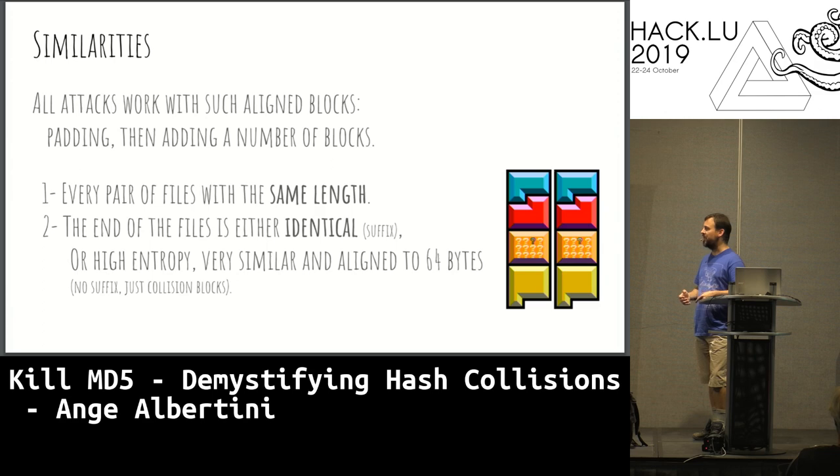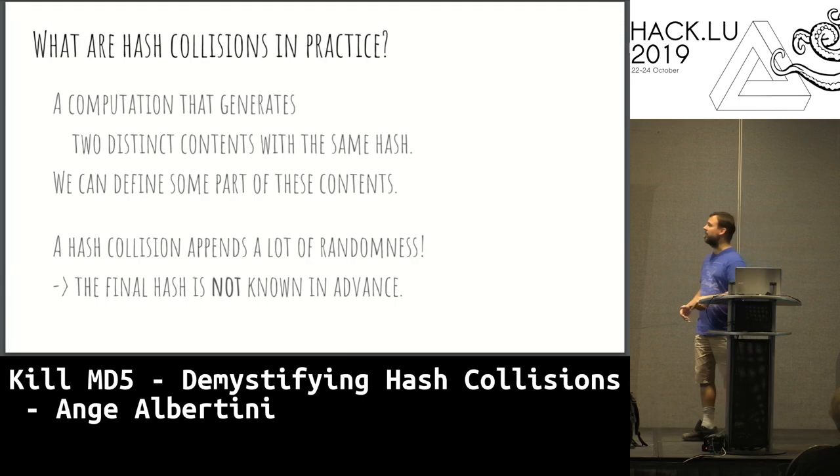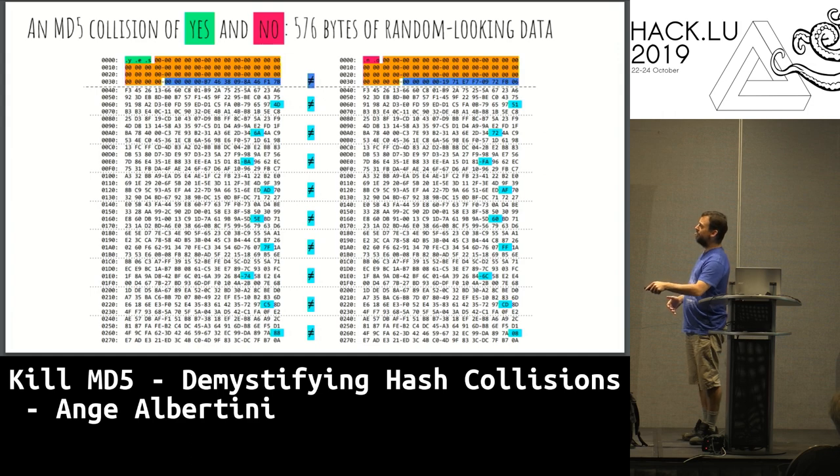Either they have a suffix, in which case both ends of the files are absolutely identical, or if there is no suffix, then it just ends with the collision blocks that we saw earlier. They have very high entropy and tiny differences at specific offsets, which is a very strong giveaway that these two files have a hash collision.